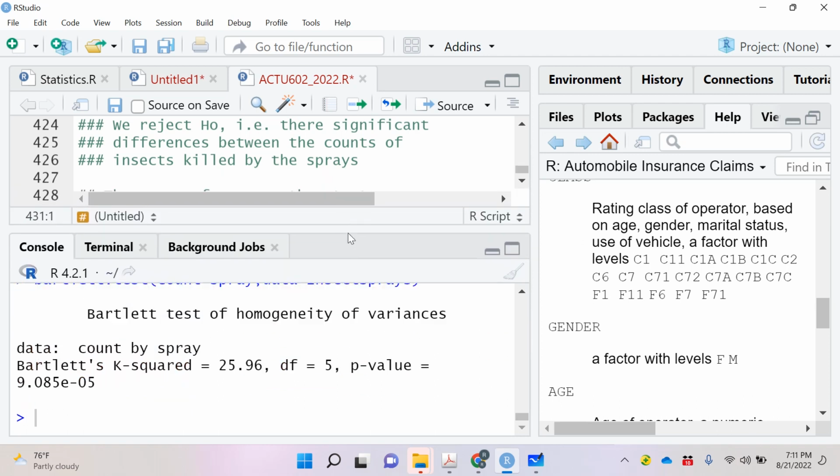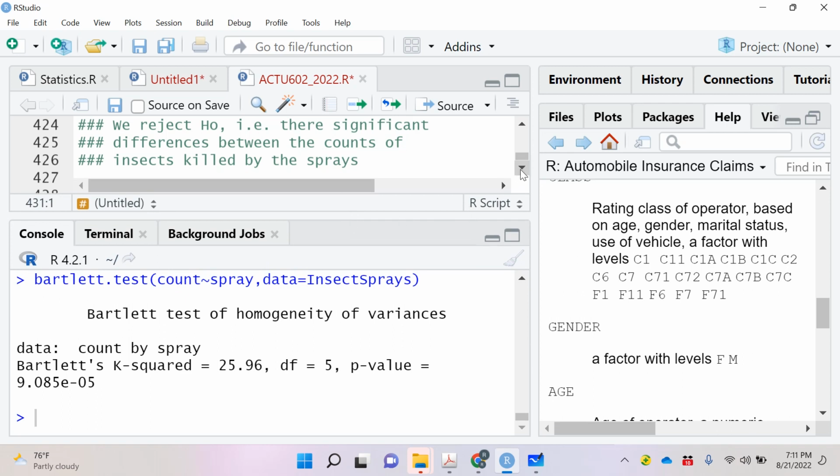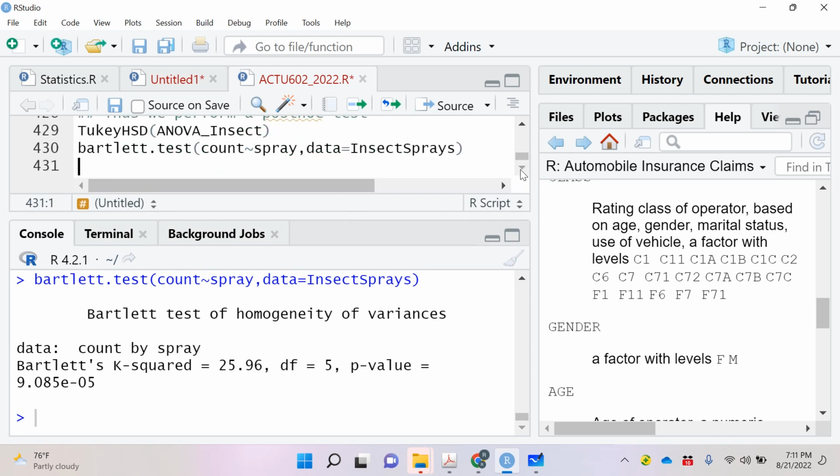So here I am checking whether the variances are the same, remember that for the ANOVA test, the variances should be the same. So the Bartlett test for what? Homogeneity of variances. Data by count, K is this, p-value. The p-value is small. So what this tells me is that the variances are not the same. So actually the ANOVA we did is not really the proper thing for us to do, because the variances are not the same. Is that okay? So what we need to do is a Kruskal-Wallis test for the insect sprays.